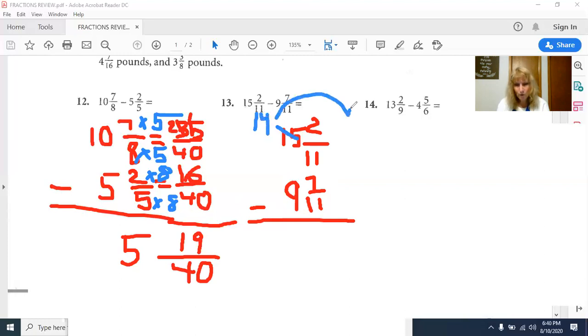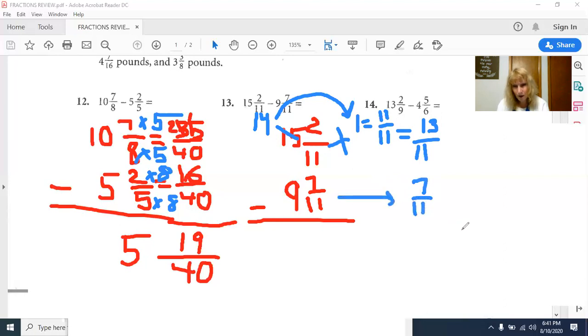I'm going to bring 1 over to the fraction side, but I'm not going to call it 1. I'm going to change it to a fraction. So since my bottom number is 11, I'm going to make my 1 11/11 because 11/11 is the same as 1. But then I've already got two 11s here. So I have to add the 2 11s to the 11/11 to give me 13/11.